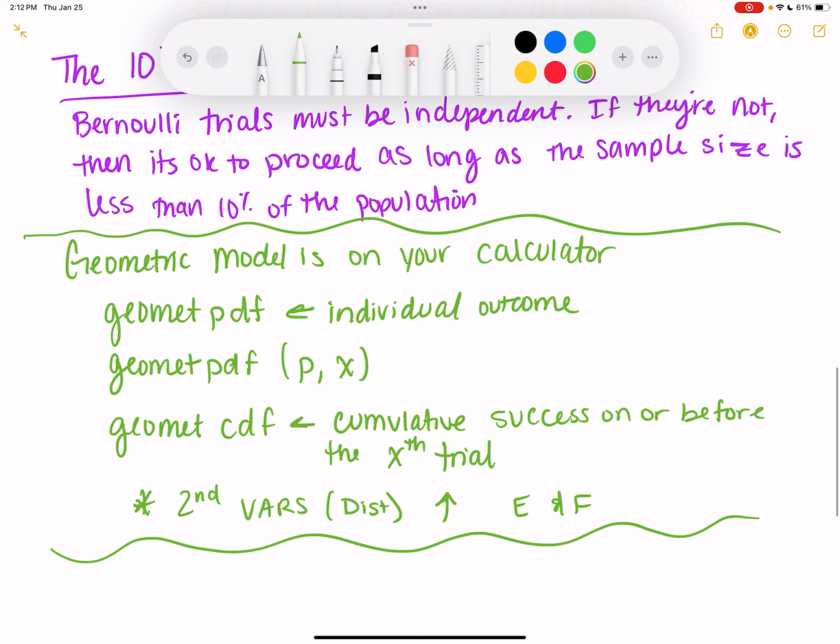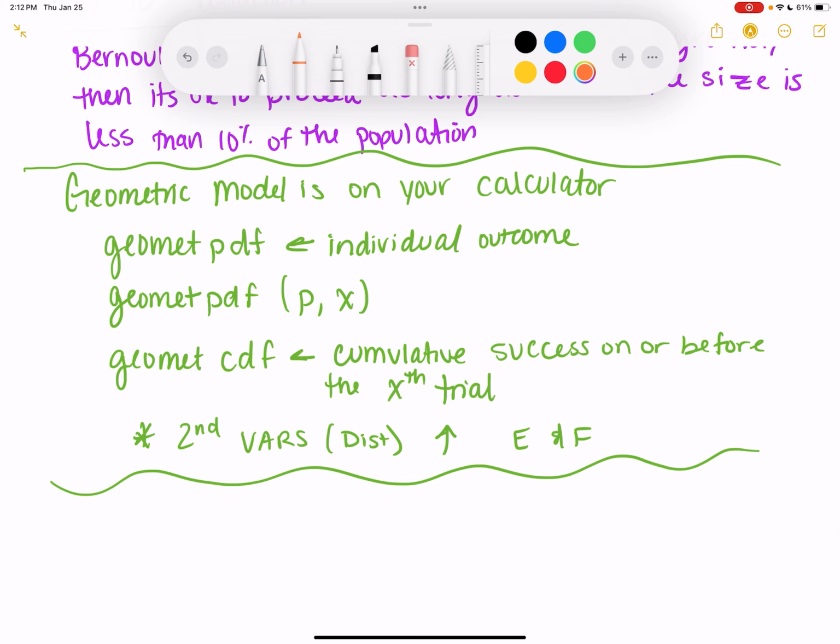So where's the geo? If you hit second and then the vars button, which is distribution, and then arrow up, it'll be E and F are the two options. For me, PDF is F and CDF is G. Okay. I don't know what else you have under there that I don't have then, but for me it's E and F. Sorry. But anyways, regardless, you're going to be looking for it, but just for reference.